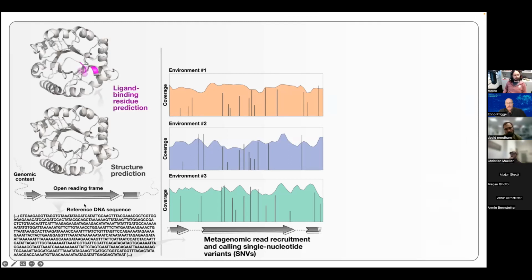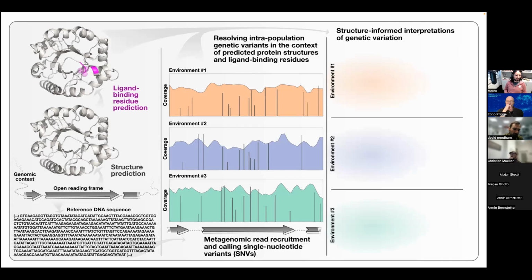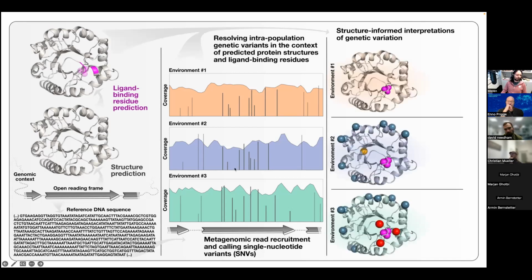And then you can also predict the ligand binding residues in this particular protein, which is the active site of the protein that's extremely critical for its function. Then you can resolve intrapopulation genetic variants in the context of predicted protein structures and ligand binding residues to be able to interpret genetic variation in a structure-informed way. So now you see that all these similar looking variants perhaps occupy very distinct parts of the protein.